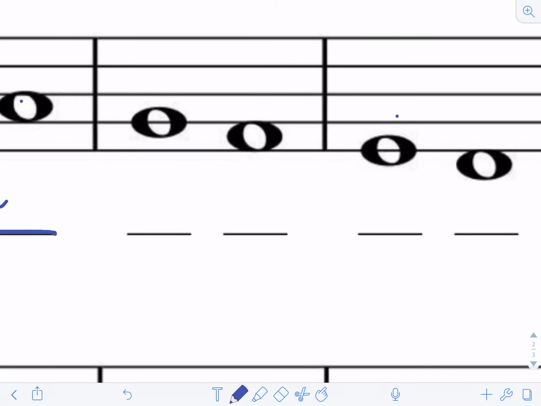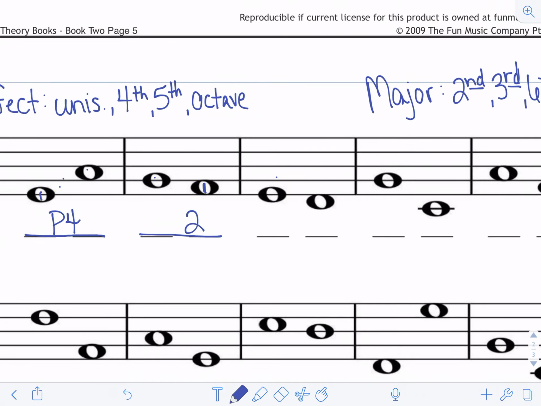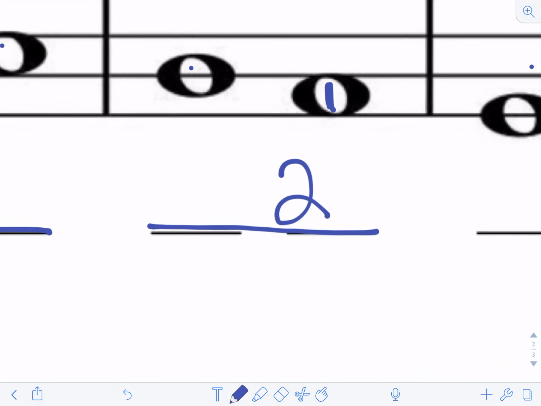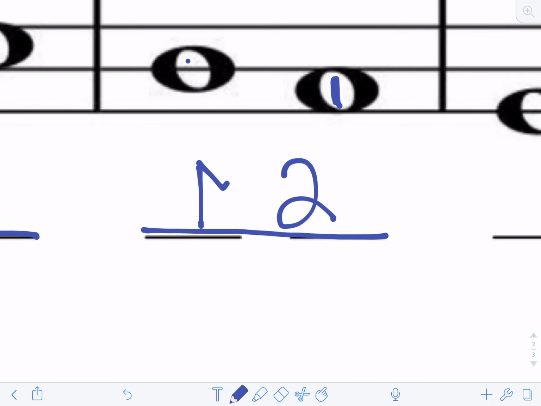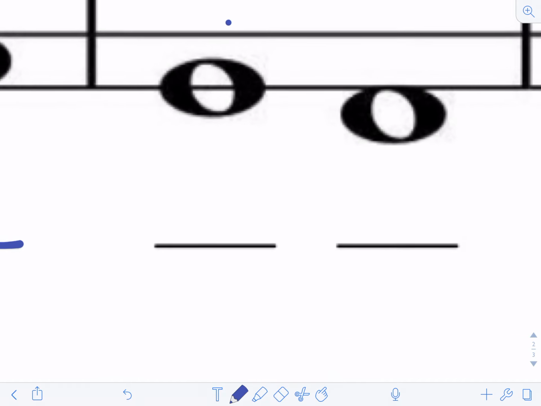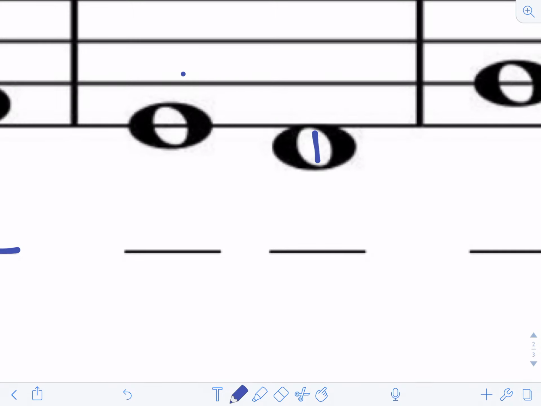This guy, you always start from the bottom note, even if it's on the other side. 1, 2. This is a second, and that's one of our major ones. So in front of this, I'm going to make it very clear, capital M. That's a big deal, guys, because little m means something totally different. 1, 2. So I have major, second.